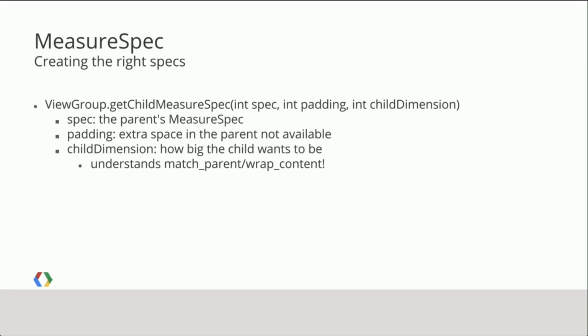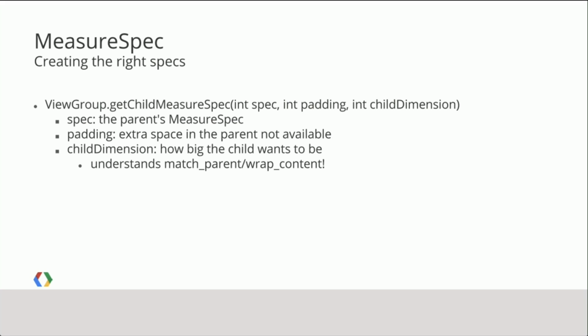So making sure that you actually get the right measure specs that match what your child views want can be a little bit tricky. There are a few utilities in the framework that can help out with this, though. One of these utilities is the getChildMeasureSpec method. It understands the standard framework patterns for how layout params and measure specs should interact with one another. It's kind of a handshake between the two that happens during measurement in the parent.